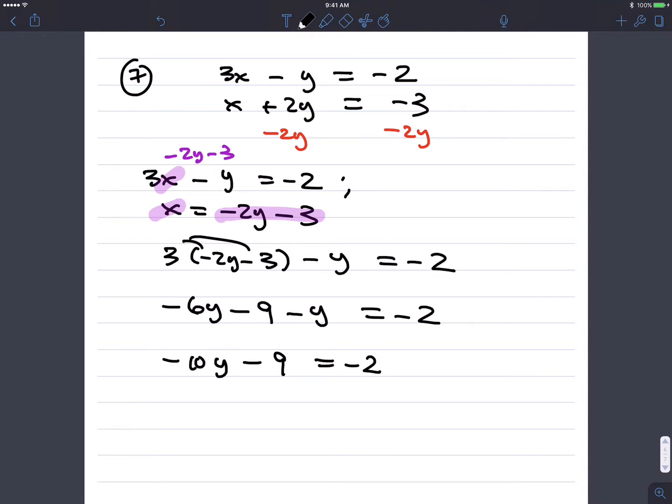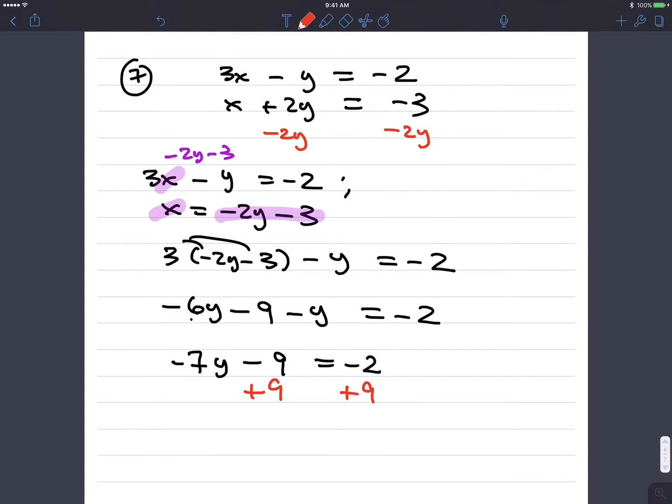And let's double check here. Of course, we didn't make any arithmetic errors. 3x minus y is negative 2. x plus 2y is negative 3. x here is negative 2y minus 3. Okay. 3 times negative 2y minus 3 minus y is negative 2. Negative 6y minus 9. Okay. We made an arithmetic error right here. Negative 6 and negative 1 is negative 7y. Okay.